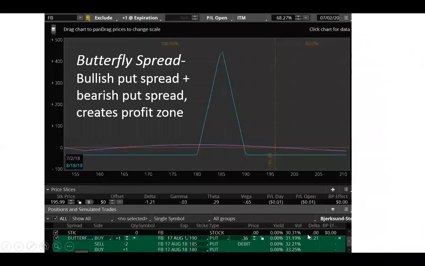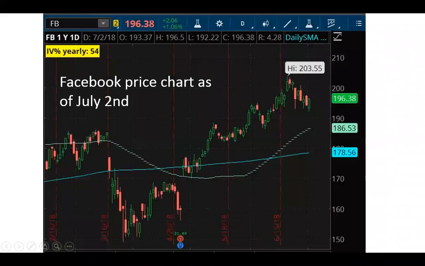So moving right along. Okay, so what I've done here is we've got a bull put spread combined with the bearish put spread, and it creates this profit zone. Okay, so here is the Facebook price chart as of July 2nd. So you might look at this graph and go, well, which way is it moving now? We just put in a bullish bar. These are daily bars on this graph. We came down from a high. It looks like we're bouncing off.